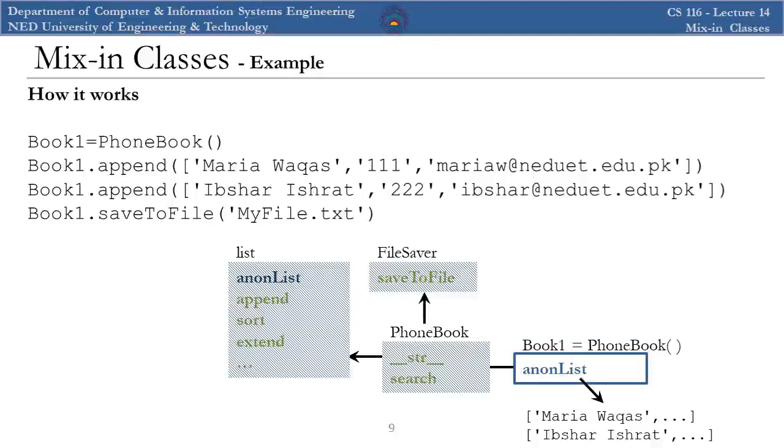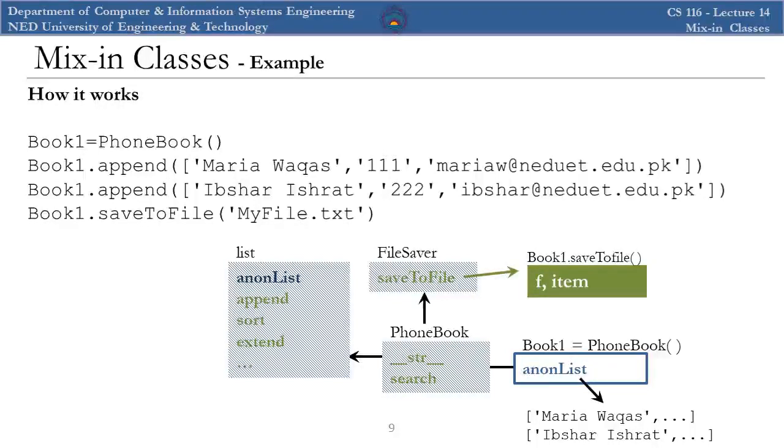Okay, then this fourth line will be executed, and this is calling a method save to file. According to our search order, first it will be searched in the current class phone book, it's not there. It will be searched in the left parent, which is list class, it's not there. Finally, Python will come to the rightmost parent, which is file saver, and it will find it there. So save to file will be executed from the class file saver.